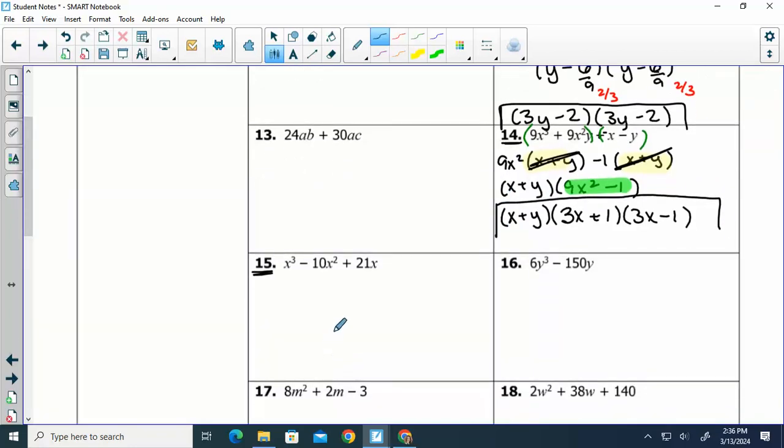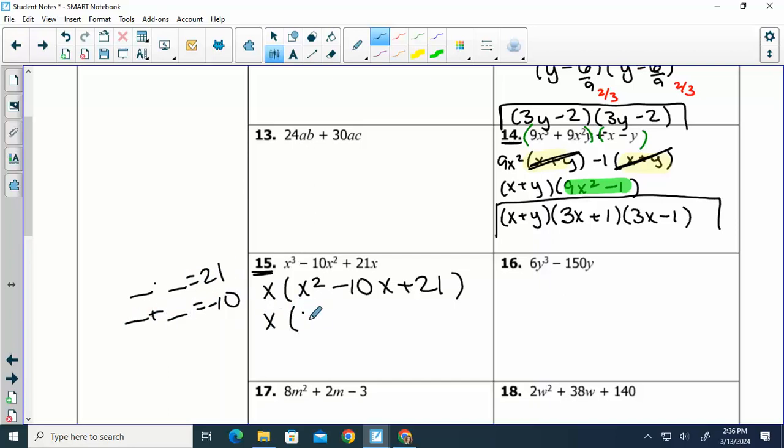Alright, and problem 15, greatest common factor? X. So then we are left with x squared minus 10x plus 21. Alright, I need 2 things. Multiply to positive 21, add to negative 10. Anything else we can do? Nope, so we're done.